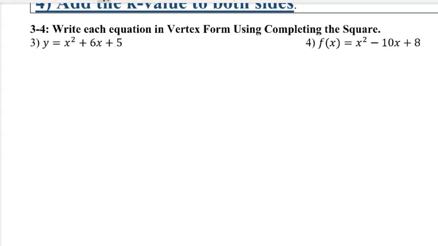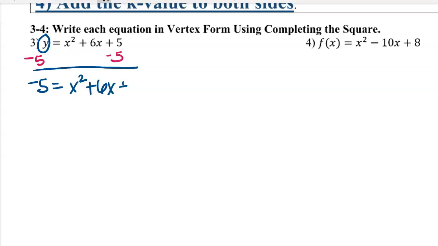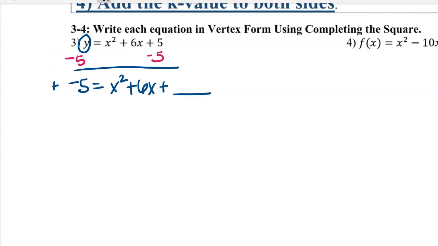So currently, we are going to ignore this y value for now, and we are going to add it back at the end according to the steps. So first, it says move the 5 to both sides, okay? So now we have negative 5 equals x squared plus 6x plus blank. So whatever we are adding to one side, students, we are going to add it to the other side as well.